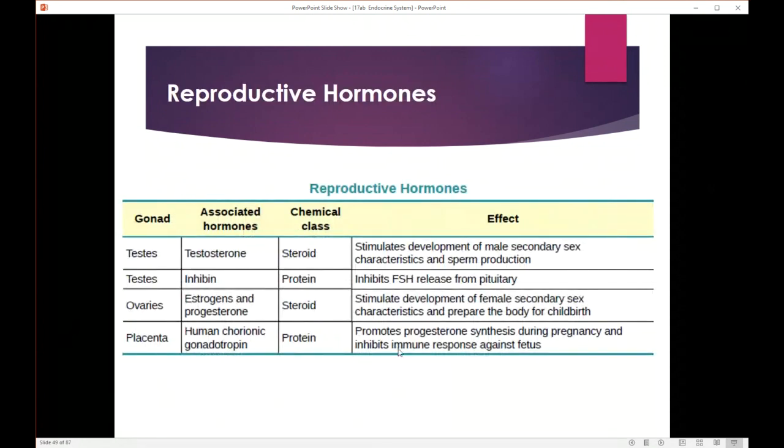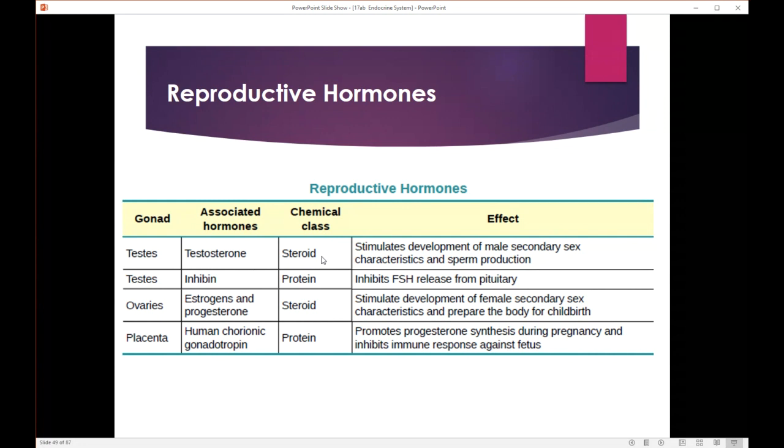These are reproductive hormones, so the gonads are both testes and ovaries, as well as the placenta is considered technically a gonad, but you would only have a placenta if you were pregnant. So testes in males, ovaries and placenta found in females. In the case of the testes, they're going to release testosterone and inhibin. Now you can see here that testosterone, estrogen, and progesterone are the steroids. And then inhibin and HCG are going to be proteins.